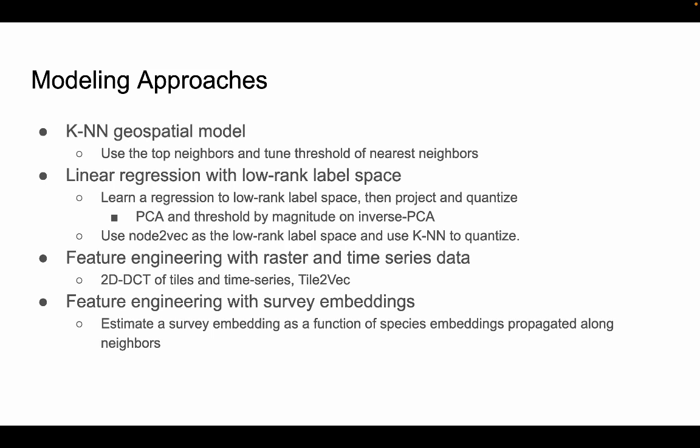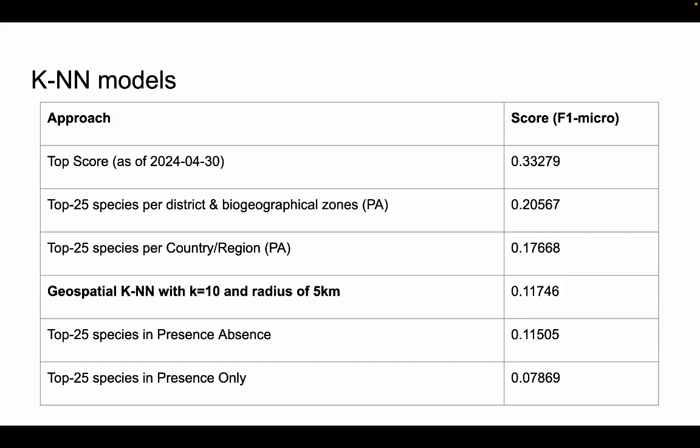So first is the k-nearest neighbor model that we talked about. We have the linear regression using techniques from this extreme multi-label or multi-class domain. We have more feature engineering with the raster and time series data, and then more feature engineering with embeddings that take advantage of the locality of the k-nearest neighbor graph. The KNN model ended up being the only model so far that was computationally tractable.